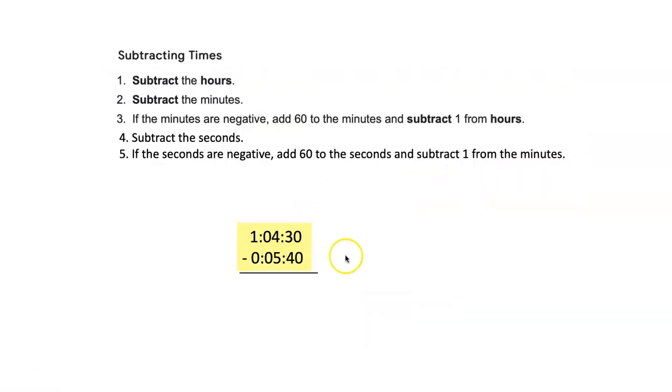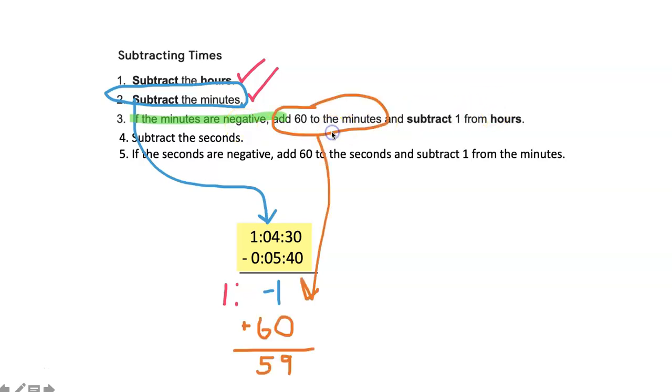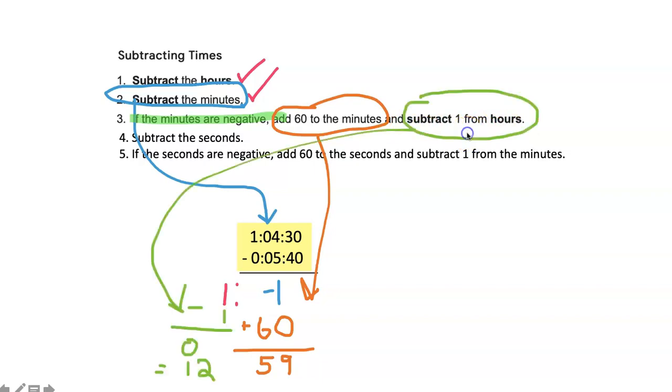Once again, I'm going to use this list of steps to make sure we don't make any errors. So first we're going to subtract the hours, and 1 minus 0 is 1. Then we're going to subtract the minutes, and 4 minus 5 is negative 1. So now the minutes are negative, so we have to follow these steps here. Add 60 to the minutes. So if we add 60 to negative 1, we get 59. And subtract an hour from the hours. So 1 minus 1 is 0.